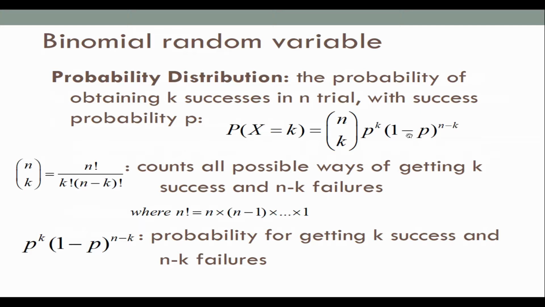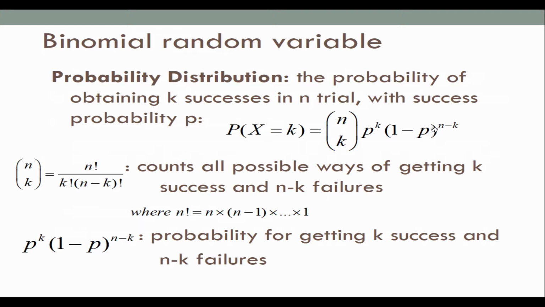This is the formula. This is the probability density for a binomial distribution, which calculates the probability of K successes in n trials with success probability P. So you need to know the total number of trials n and the success probability P. Then you want to calculate the probability that this binomial random variable equals K. You just calculate it in this way.